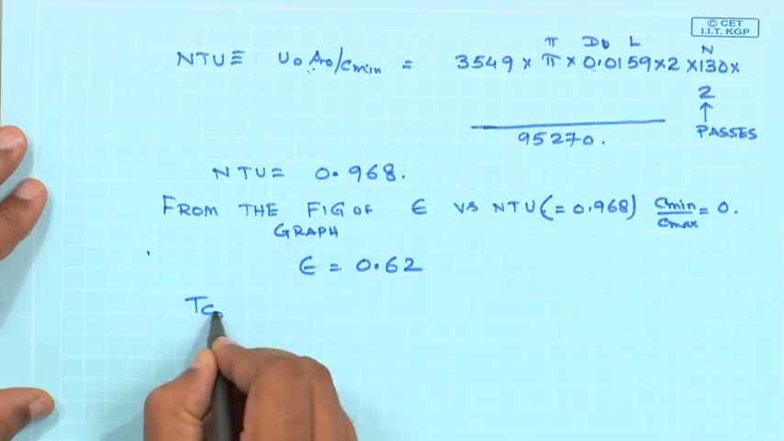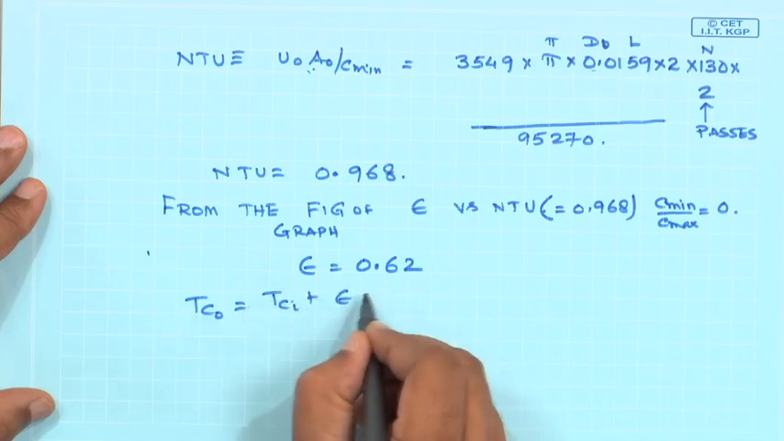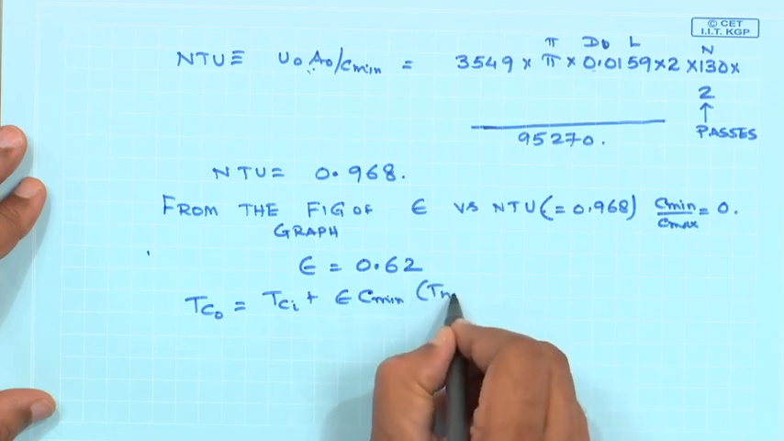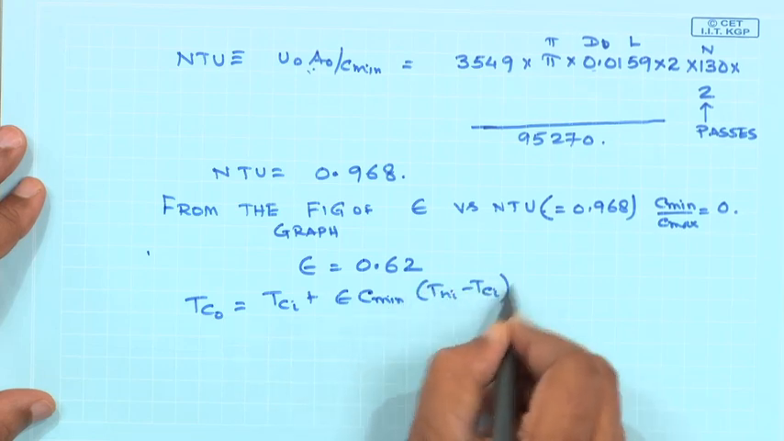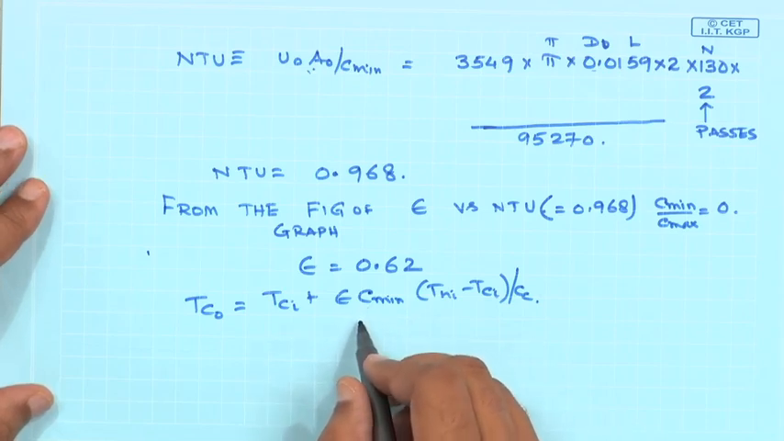So, the next part is straightforward. TCO is TCI plus epsilon C minimum, THI minus TCI by CC. This is just the definition of epsilon over here.